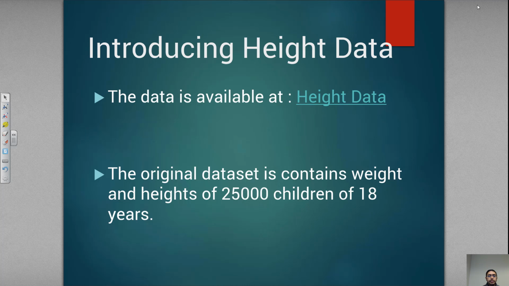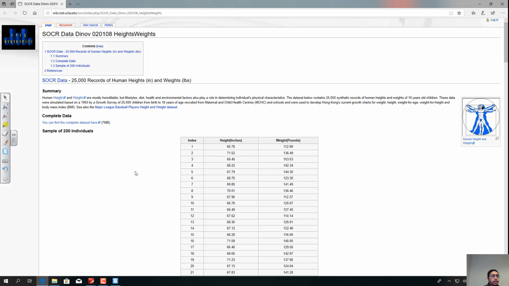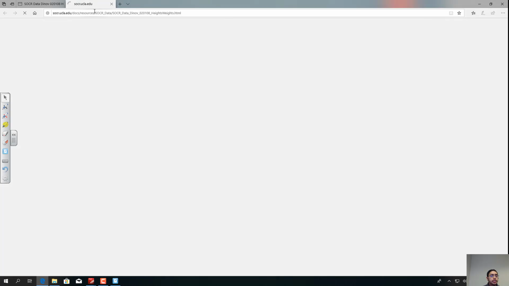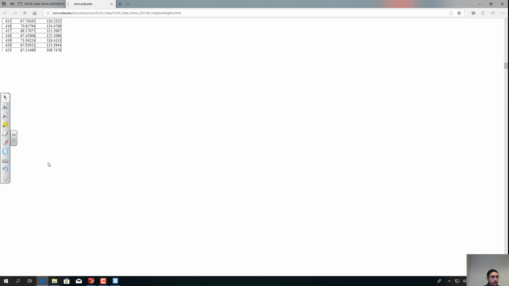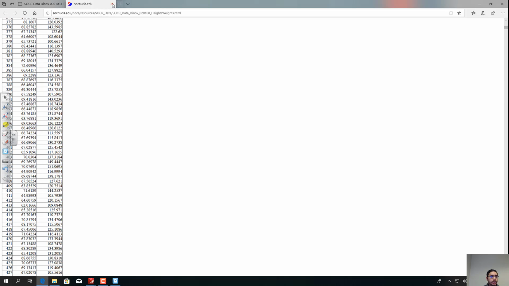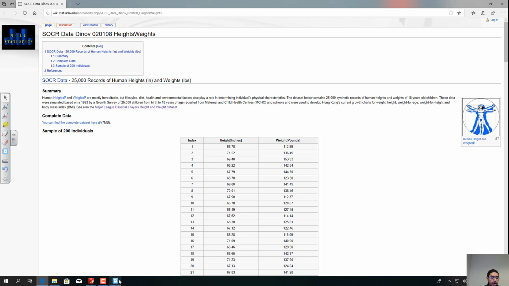So, introducing the height data. I have collected height data of 25,000 children of 18 years. This data set is available in the hyperlink that I have presented. If you go here, this is the associated data set. I used R to load the data set and then tried to fit a normal curve on it.